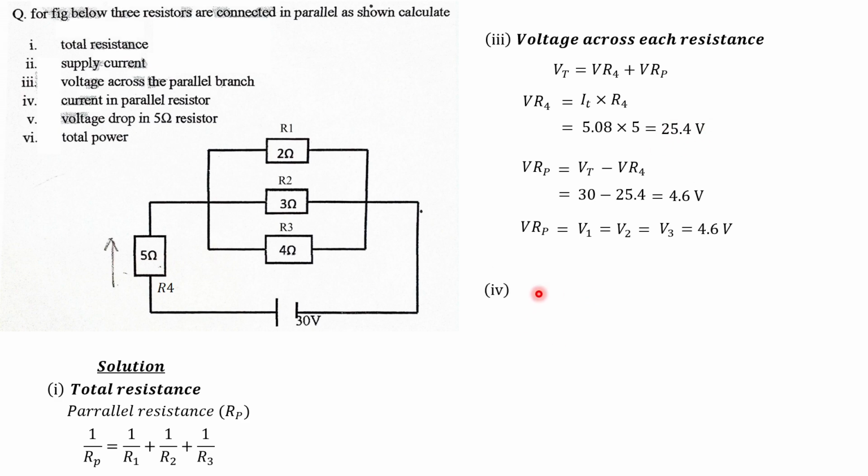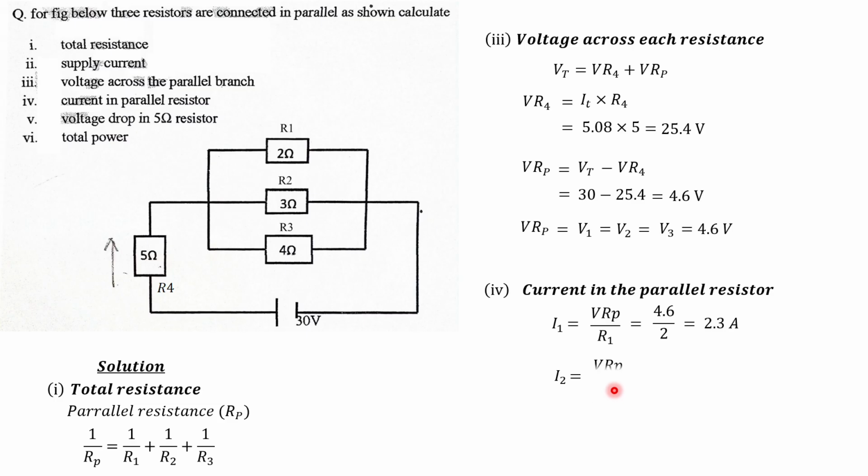All right, so let's move on to IV, that is the current in the parallel resistors. All right, so I1, that is the current flowing through resistor R1, is equal to VRP over R1. VRP is the voltage across the parallel circuit. Okay, so this is equal to 4.6 over 2, and that is going to be 2.3 amps.